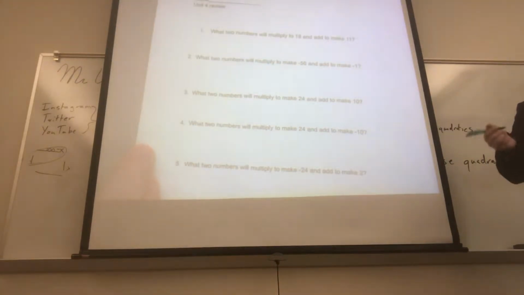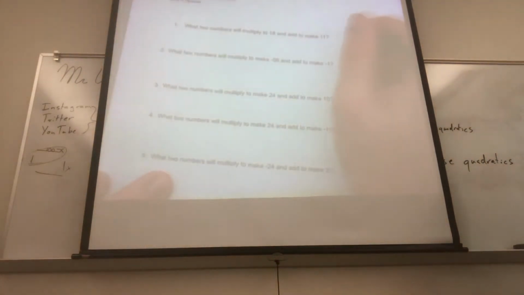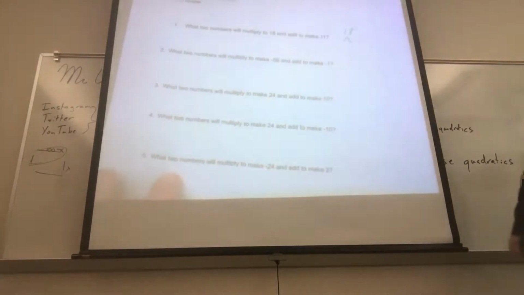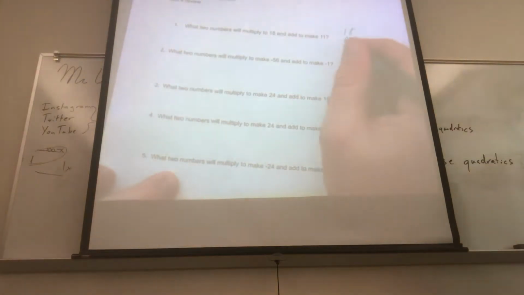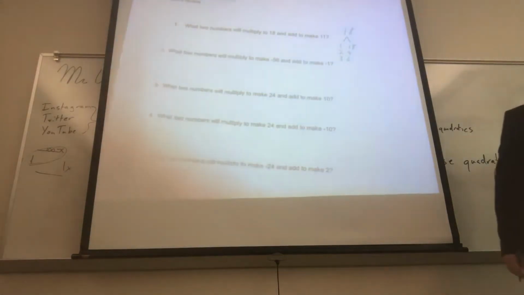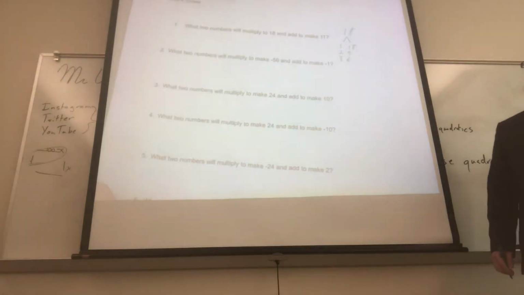The stuff that multiplies together to make 18, if you get stuck on this, you can make a factor tree to kind of keep it organized. And start with the easiest one. 1 times 18, 2 times 9, 3 times 6, and then we run out of factors. 4 doesn't go into it, 5 doesn't go into it.